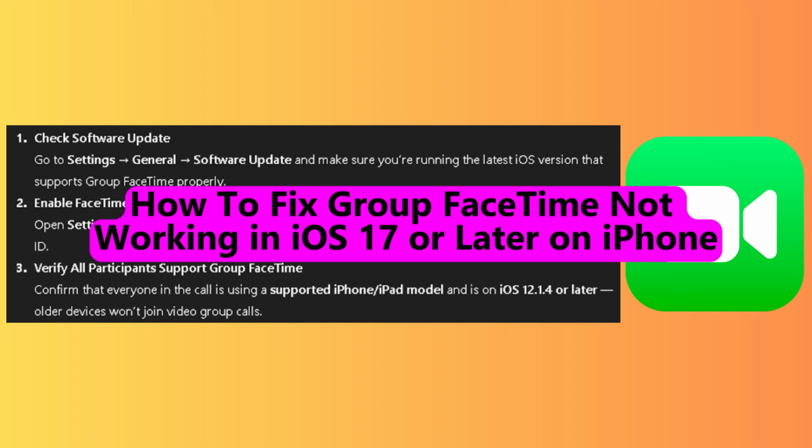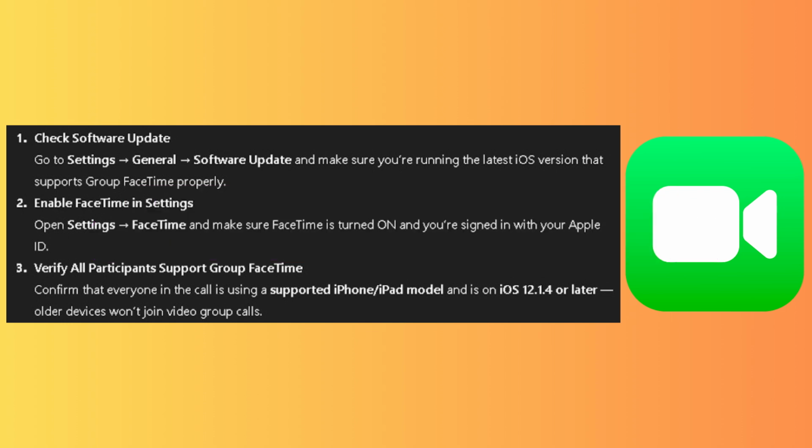In this video you will learn how to fix group FaceTime not working in iOS 17 or later. Check software updates. Go to Settings, General, and Software Update. Make sure you're running the latest iOS version that supports group FaceTime properly. Enable FaceTime settings. Open Settings, FaceTime, and make sure FaceTime is turned on and you're signed in with your Apple ID. Verify all participants support group FaceTime.